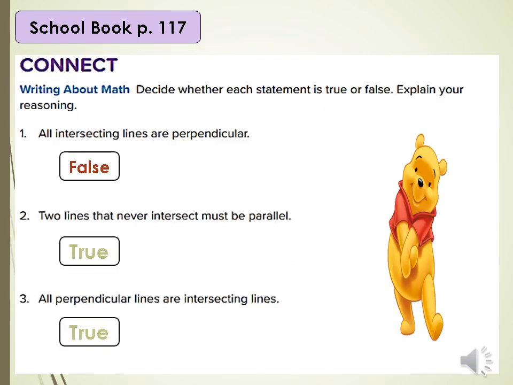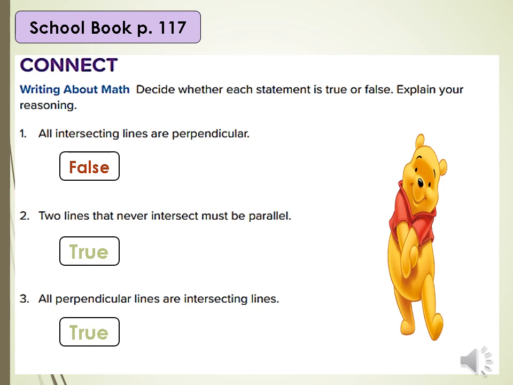Number 1. All intersecting lines are perpendicular. False. Why? Because perpendicular lines should make four right angles. Number 2. Two lines that never intersect must be parallel. True, because parallel lines have no intersection points.